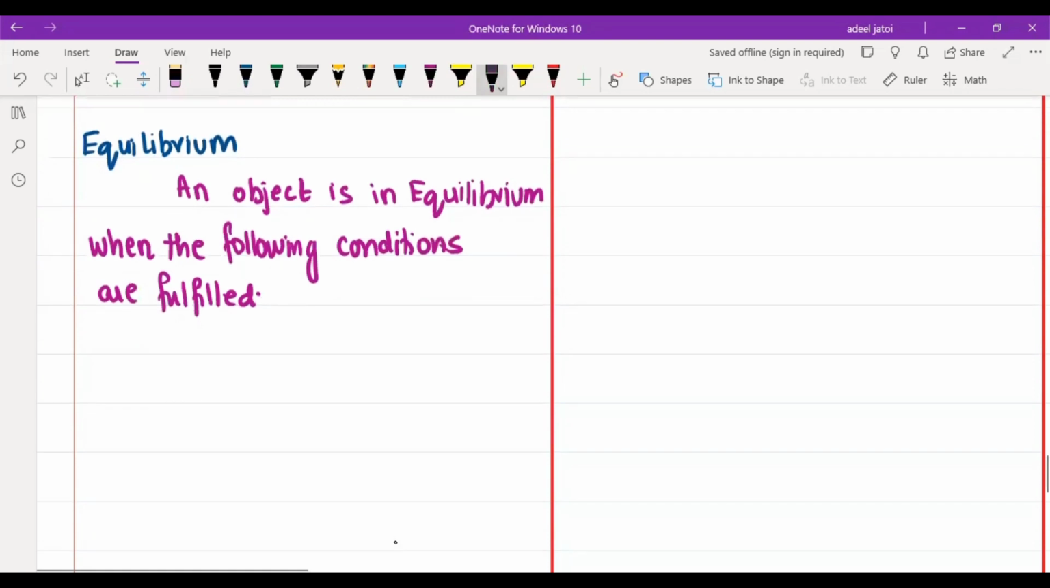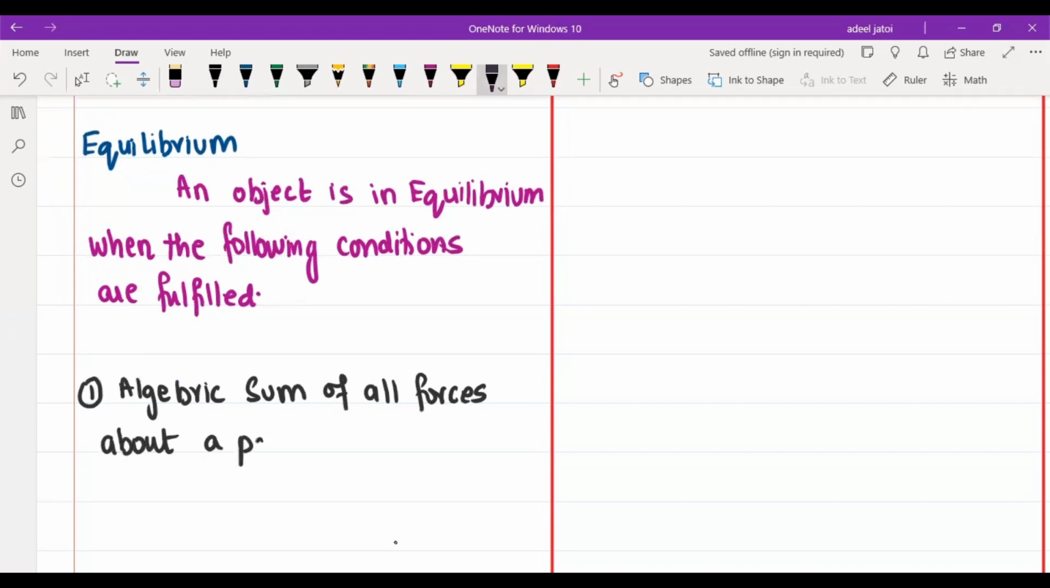Condition number 1: the algebraic sum of all forces about a point is equal to 0.